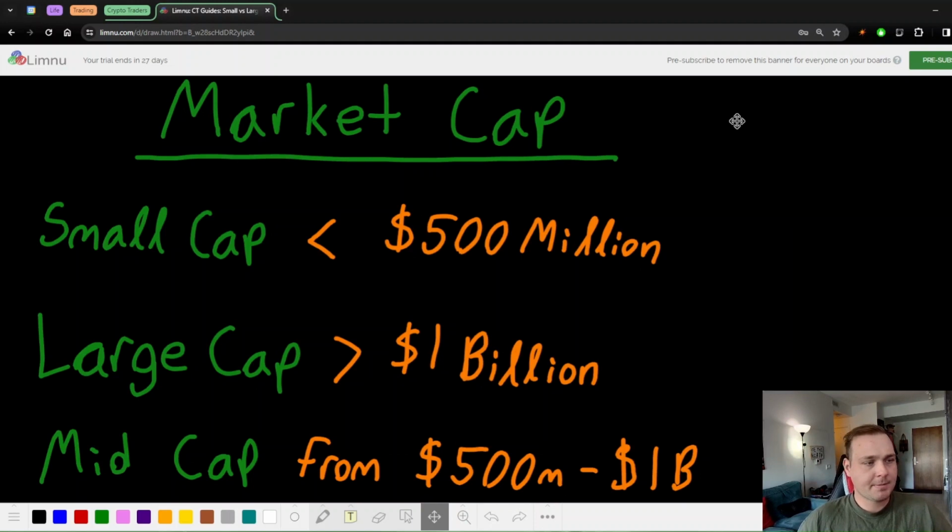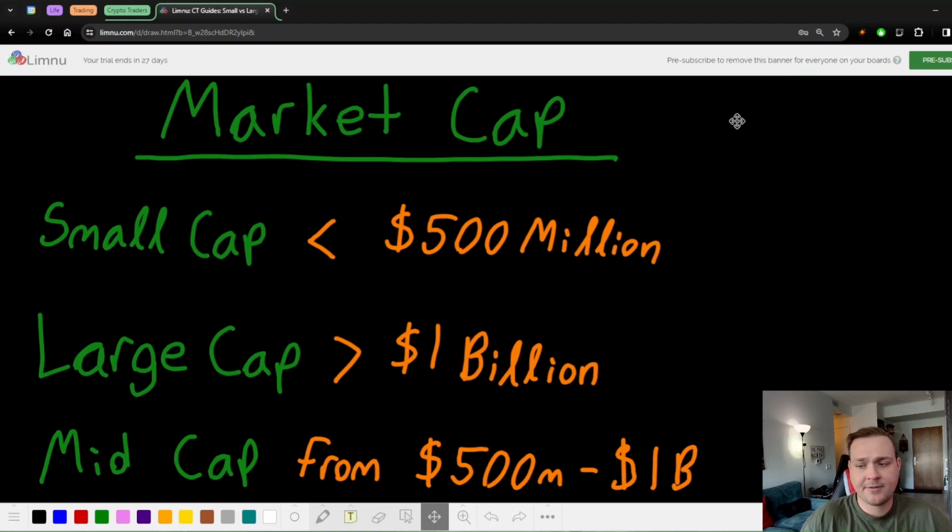For the large cap tokens, those are going to be cryptocurrencies with a very high market capitalization, typically more than $1 billion. And primary examples of that are going to be Bitcoin, Ethereum, Solana, your heavy hitters there.